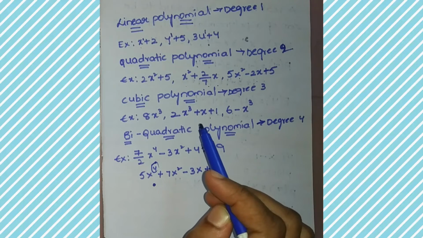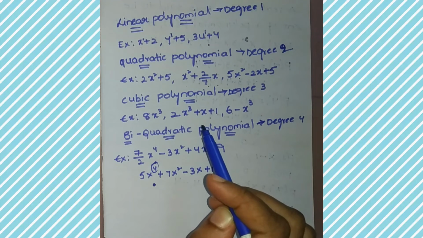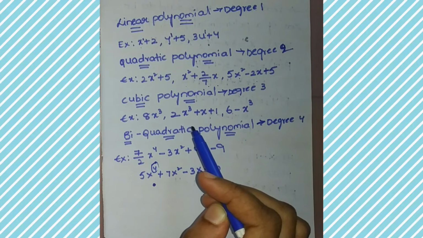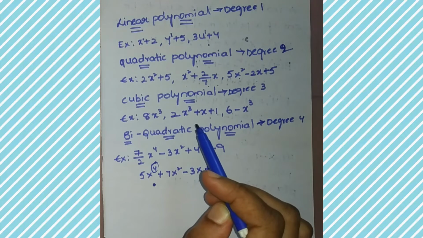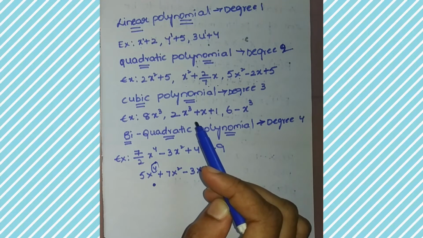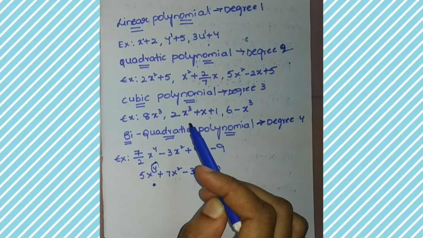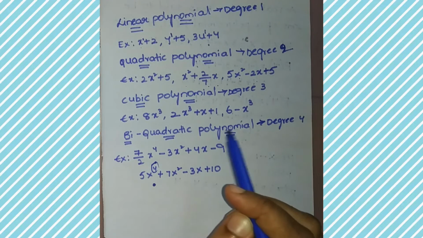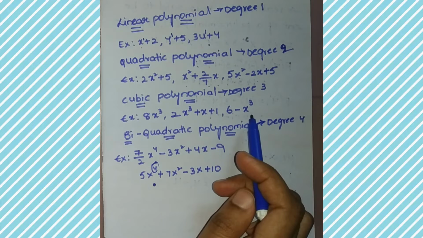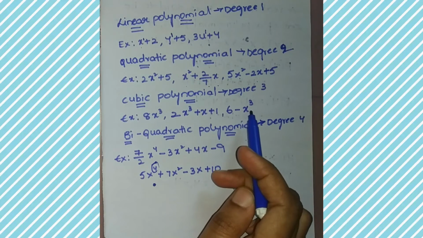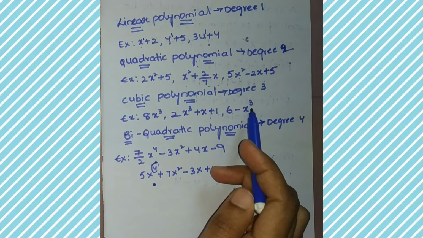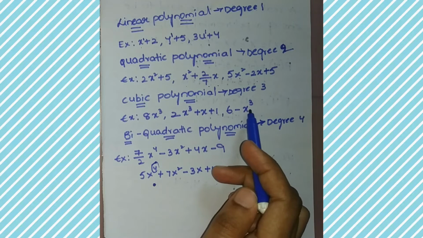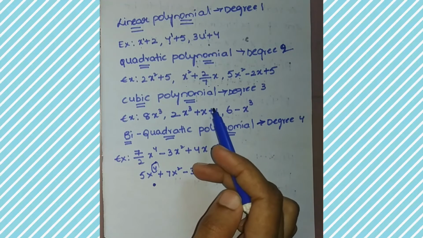x³ has power 3 and x has power 1. So what is the highest power? It is 3, which is equal to the degree. So the degree is equal to 3. So 2x³ + x + 1 is a cubic polynomial. Another example, 6 − x³. Here x³ has power 3, so the degree is also equal to 3. So 6 − x³ is nothing but a cubic polynomial.